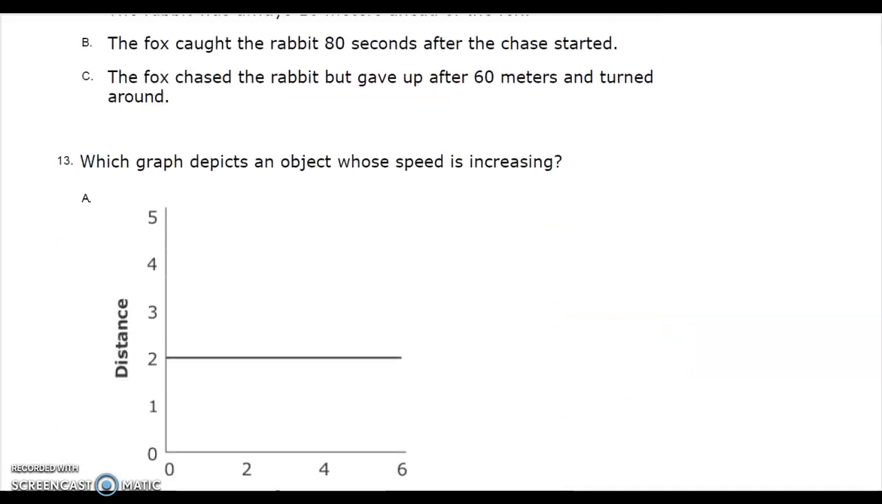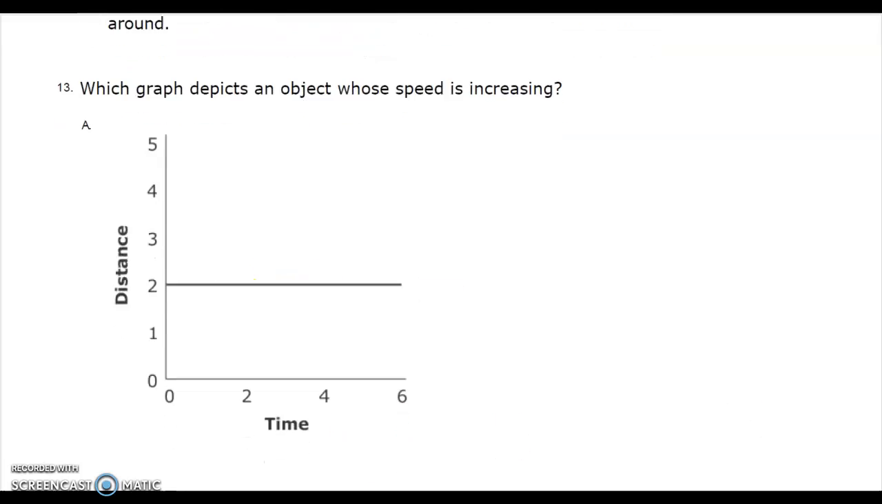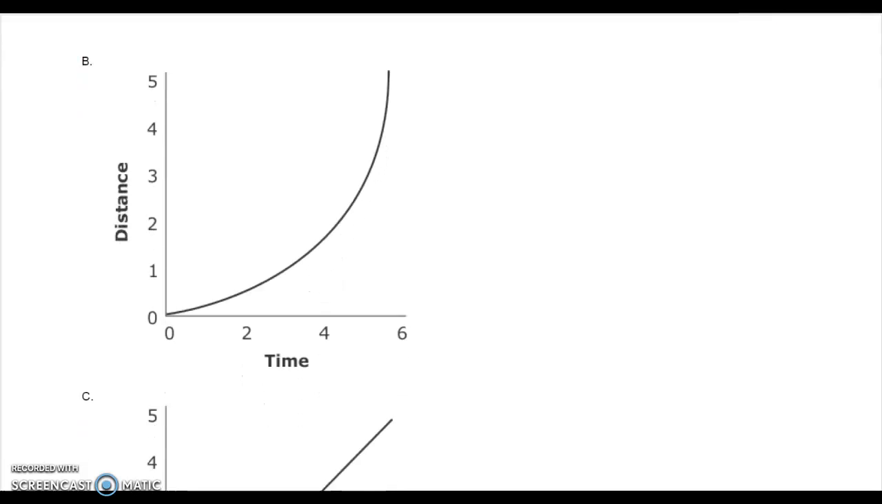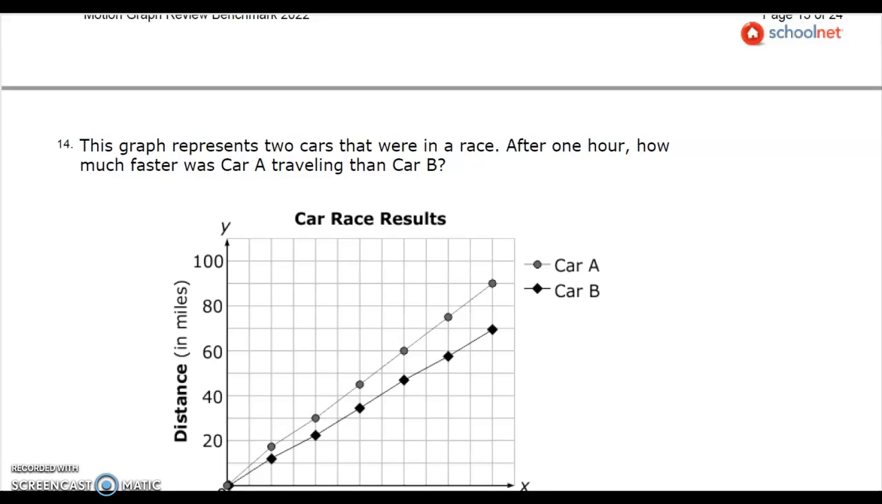Moving on. Which graph depicts an object whose speed is increasing? Well, this is a distance time graph. That's at rest. That's not increasing. This is an increasing acceleration graph right here, because this next one is constant speed, and we know the answer to that one is the curved line.